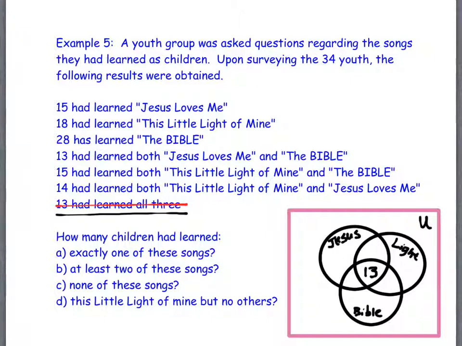What do you want to deal with next? Yeah, we could do it just with the one right above it. It says 14 had learned this little light of mine and Jesus loves me. So this little light of mine and Jesus loves me is this part of the picture, right? Those 2 in the middle, top middle. So this 13 and 1. So I need one more person, right? So I need a 1 right here.